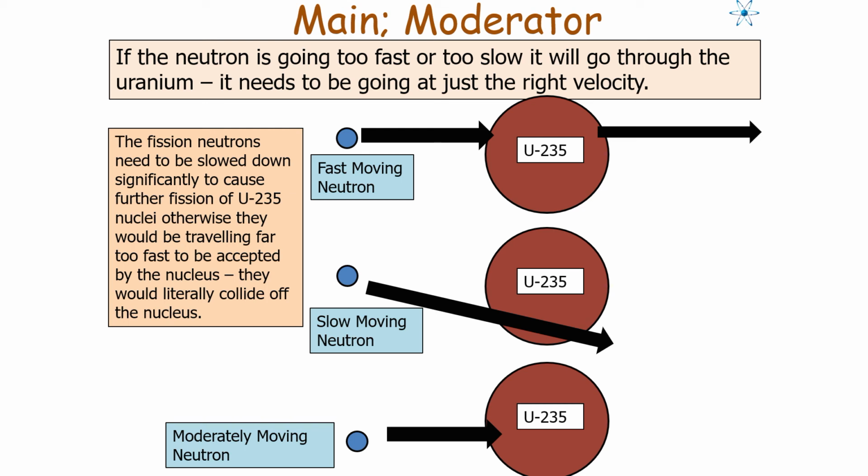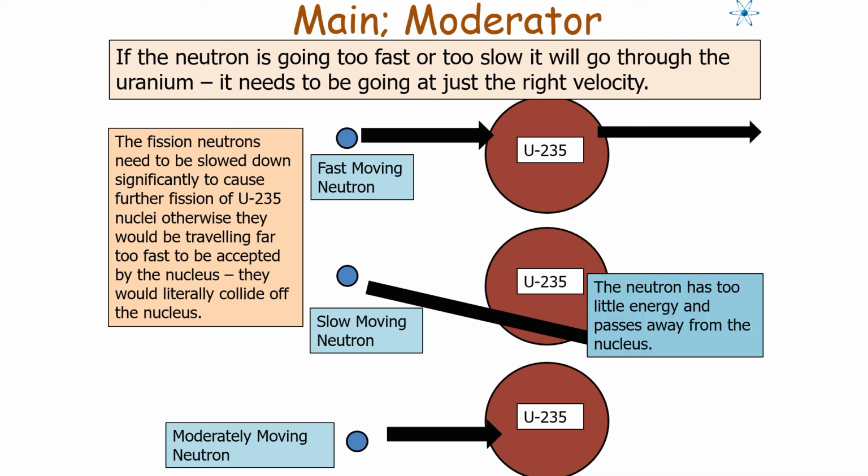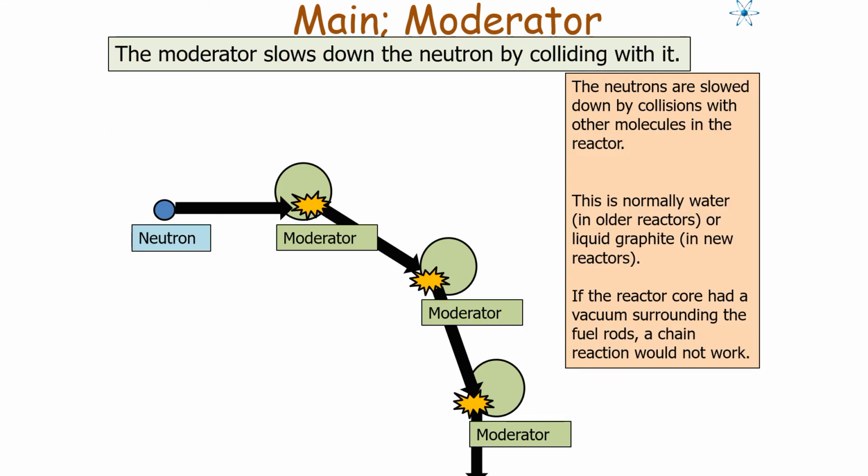So the fission neutrons need to be slowed down to cause further fission of uranium nuclei, otherwise they'll be travelling far too fast. This neutron at the top has too much energy and will pass straight through the nucleus. This neutron has too little energy and passes away from the nucleus, so this neutron is travelling at just the right speed to be accepted by the nucleus. So the moderator works just like the coolant. It slows down the neutrons by collision.